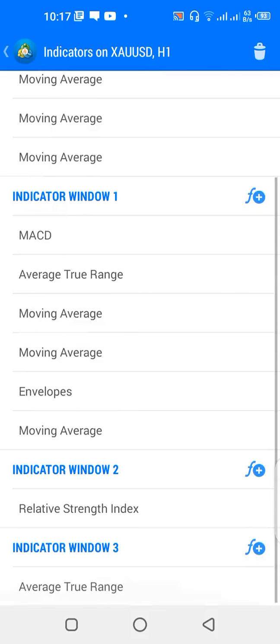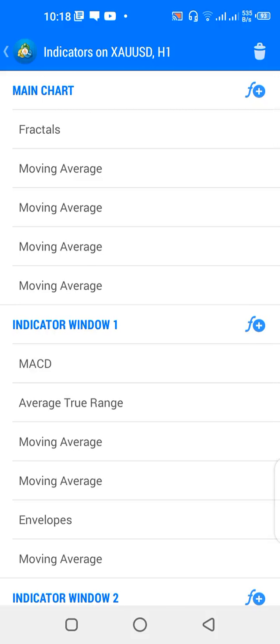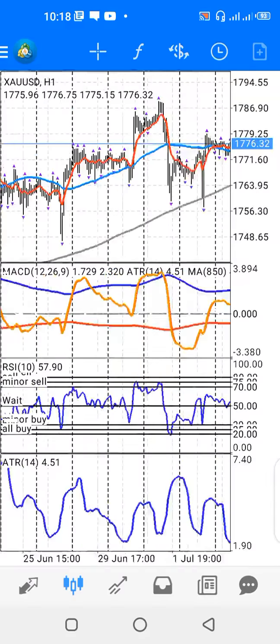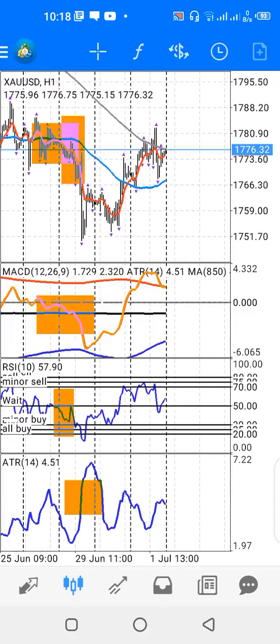That's for the RSI. And lastly, we have average true range. Period is 14. The style is blue. That's that for the average true range. So that's that for the indicators. You can try this on 30 minutes, 1 hour, 4 hour, daily time frame. It's a very good strategy.